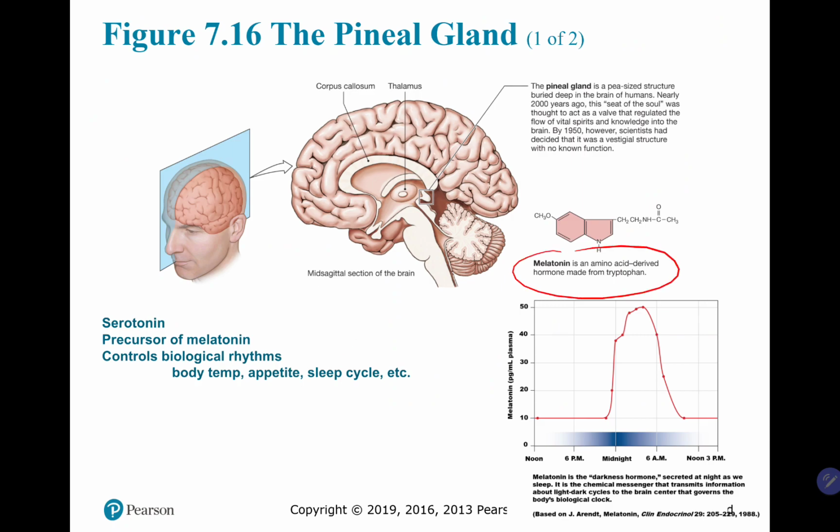Melatonin, we have the serotonin, actually. Serotonin is a precursor of melatonin that controls biological rhythms, body temperature, appetite, sleep cycles, things like that. Remember that, okay?